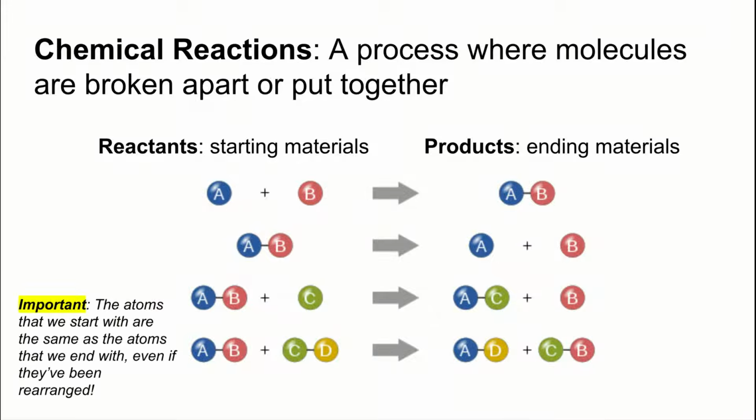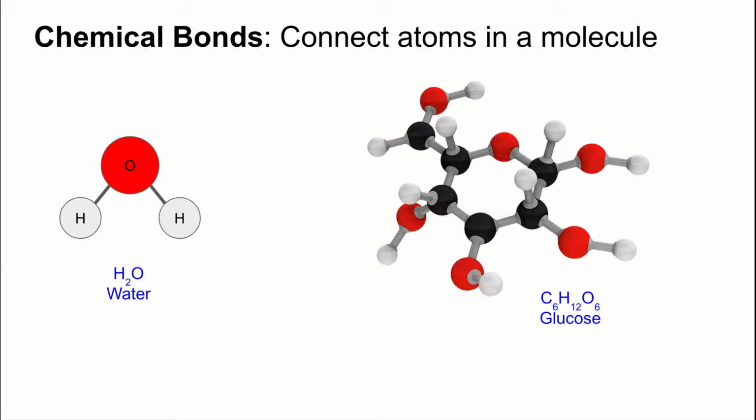The important thing to notice is that the atoms that we start with are the same as the atoms that we end with, even if they've been rearranged. If we start with one of atom A, we'll always end with one of atom A. If we start with six of atom B, we'll always end with six of atom B, even if they've been totally rearranged into new molecule configurations.